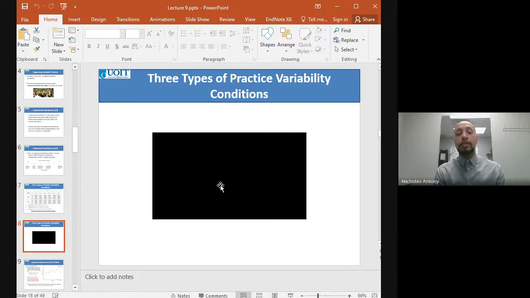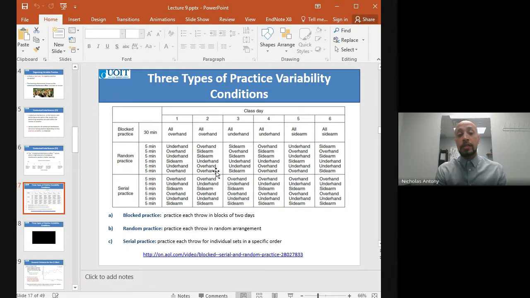Statement or question, Casey? I guess so. The question is, I don't know how the boxing thing is structured, but you see how with serial practice, the order in which you're varying is the same each time. You have variability, but it's in the same order. Whereas with random, the order is different day by day.